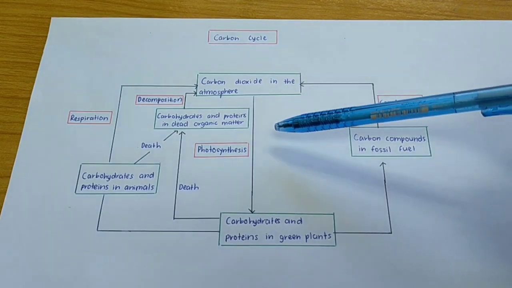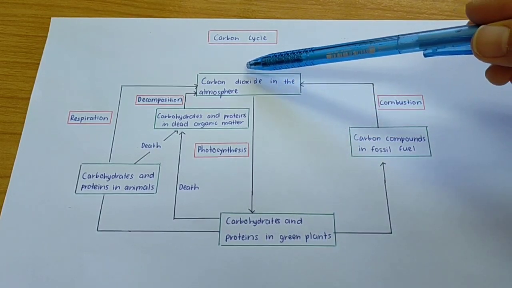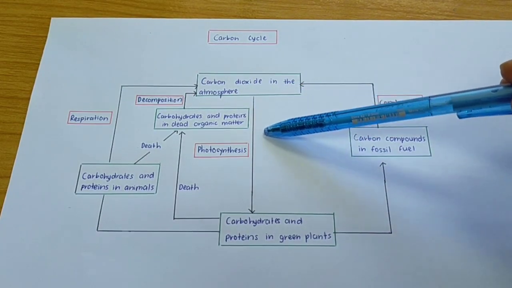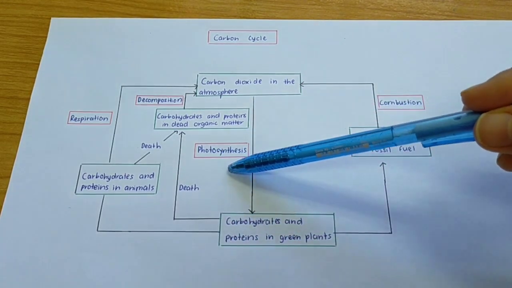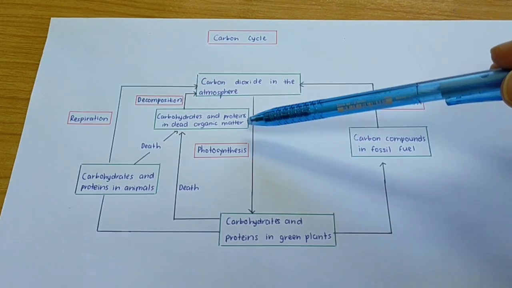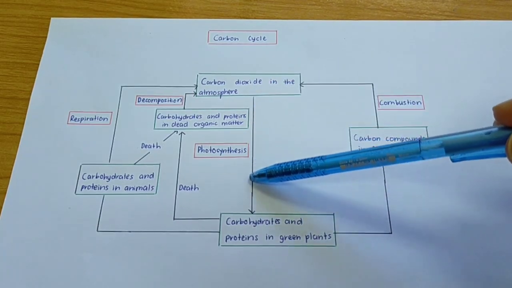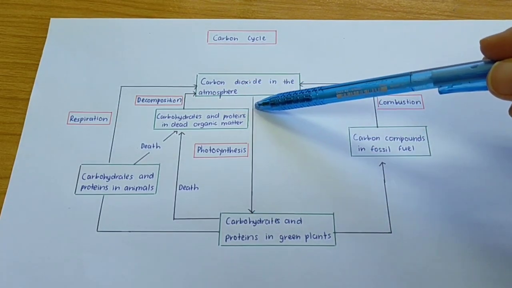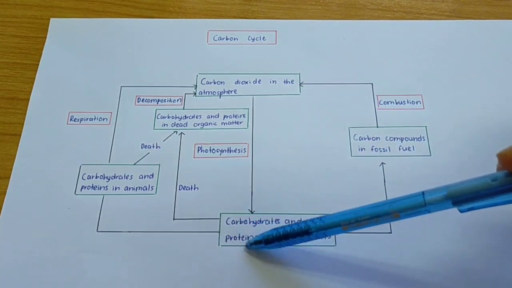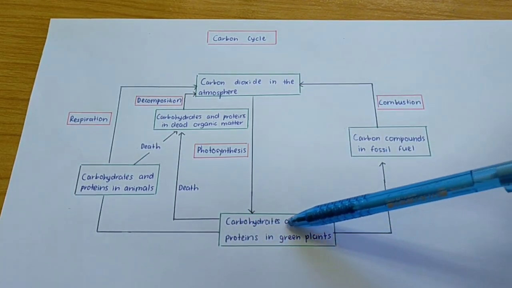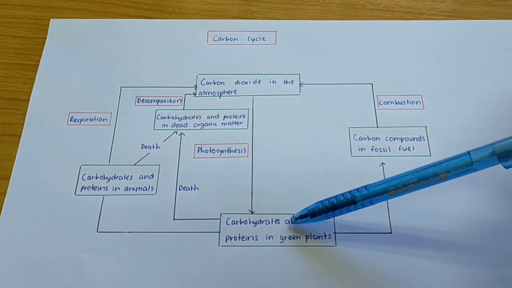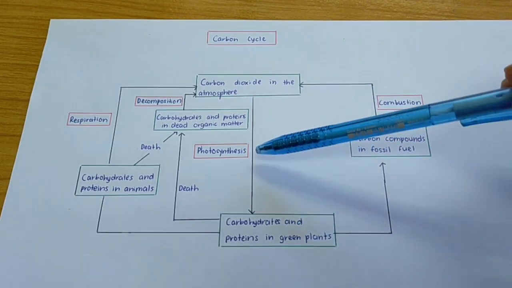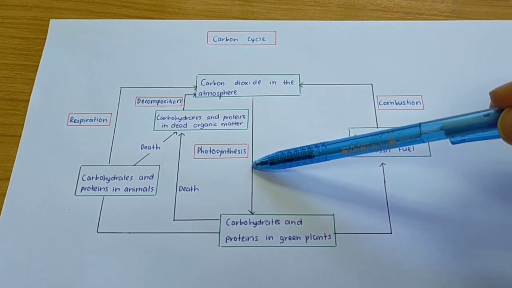For example here, carbon dioxide from the atmosphere can be transferred to the green plants by the process that we call photosynthesis. That's why if you look at the arrow, carbon dioxide from the atmosphere is absorbed by green plants. The keyword here is green plants. Carbon dioxide will be used by the green plants in the process of photosynthesis.